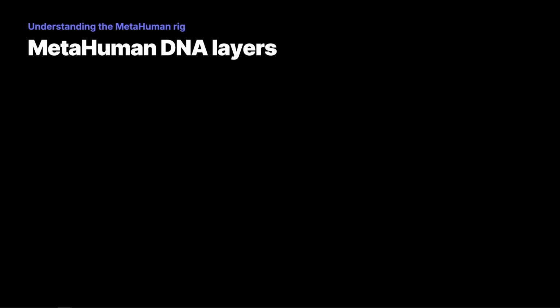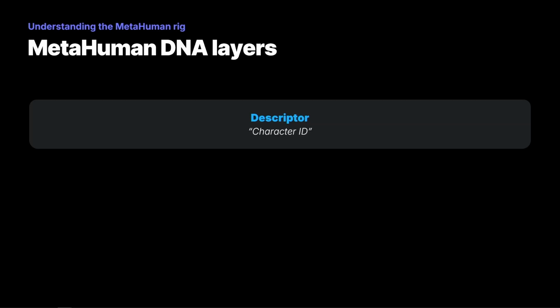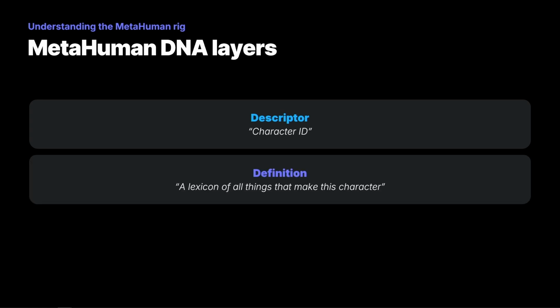A MetaHuman DNA is organized in layers, with most layers depending on one of the previous ones to make sense of the data. We start with the descriptor. It contains information about the character that the MetaHuman DNA file is representing, with additional metadata. That metadata can be used to give more context to data found in other layers. Next comes the definition layer. It can tell us more about the elements of the rig and how those elements are divided into LODs.